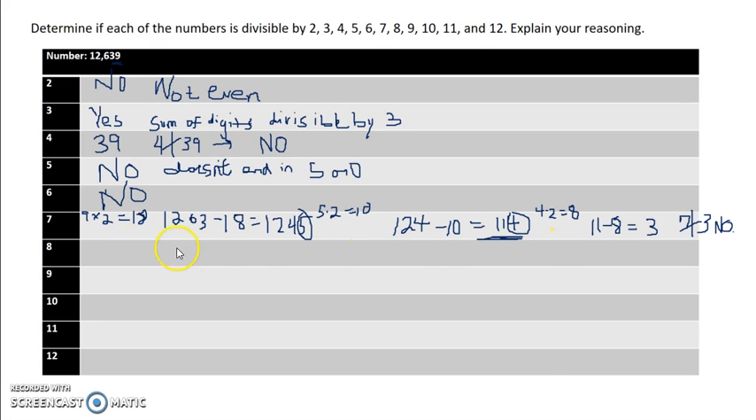Alright, let's look at 8. For 8, we want to look at the last 3 digits. The last 3 digits are 639. I know when I use my calculator that 8 does not divide 639. So I know that that is a no for 8 as well.